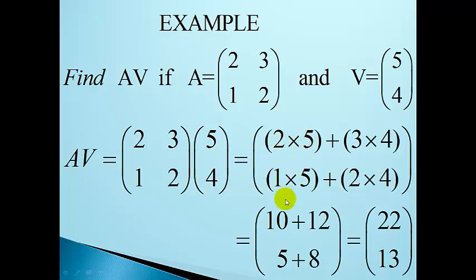Now 2 times 5 is 10 plus 3 times 4 is 12. 1 times 5 is 5 plus 2 times 4 is 8. So 10 plus 12 is equal to 22, and 5 plus 8 is equal to 13. So AV is equal to [22; 13].